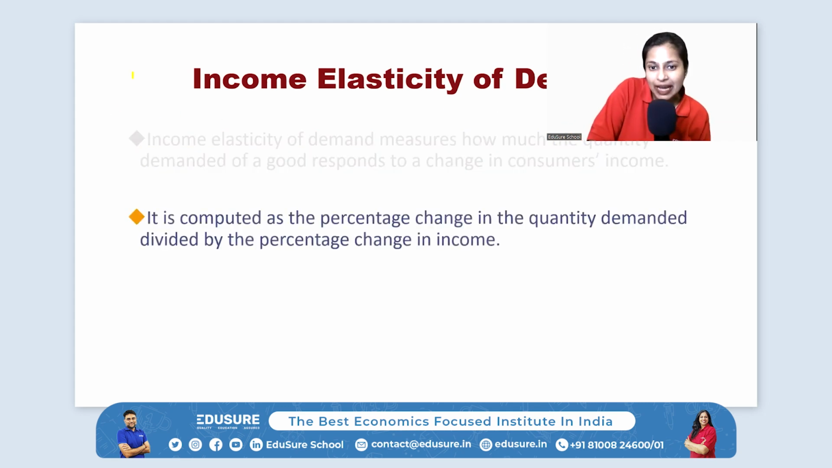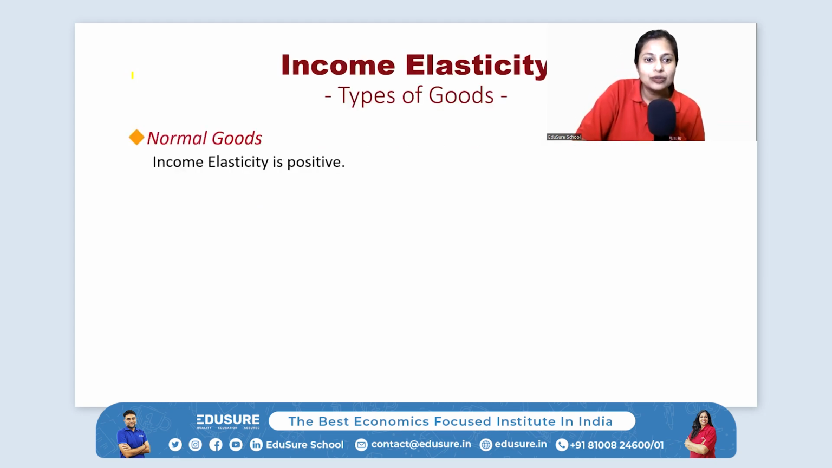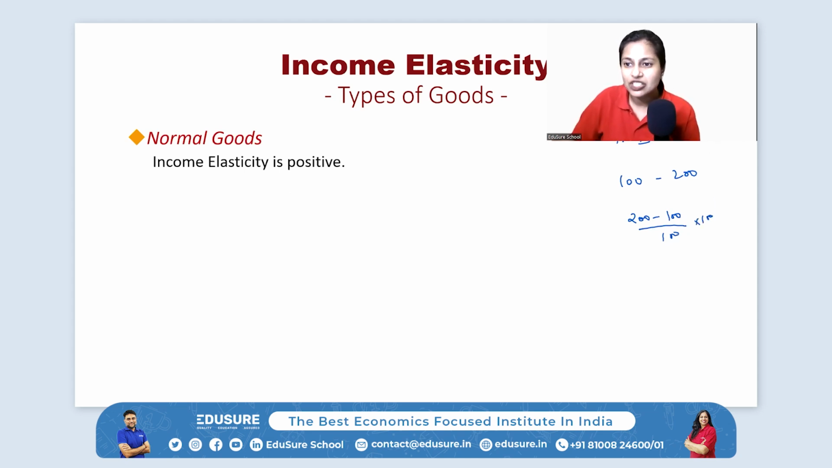Okay, so it is computed as the percentage change in quantity demanded divided by the percentage change in income. So let's write that down. The income elasticity of demand is equal to the percentage change in quantity demanded upon the percentage change in income. So it is the same as price elasticity, but instead of change in price, now we are measuring change in income. If your previous income was 100 and new income is 200, your percentage change in income is going to be 200 minus 100 upon 100 into 100, which is 100%. So there's a 100% change in income. And what is the change in demand? Let's say the percentage change in demand is 50. Then your elasticity is going to be 0.5.